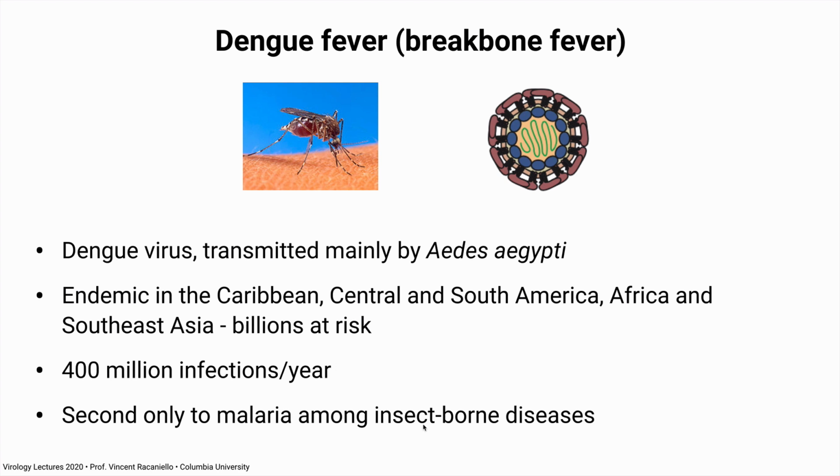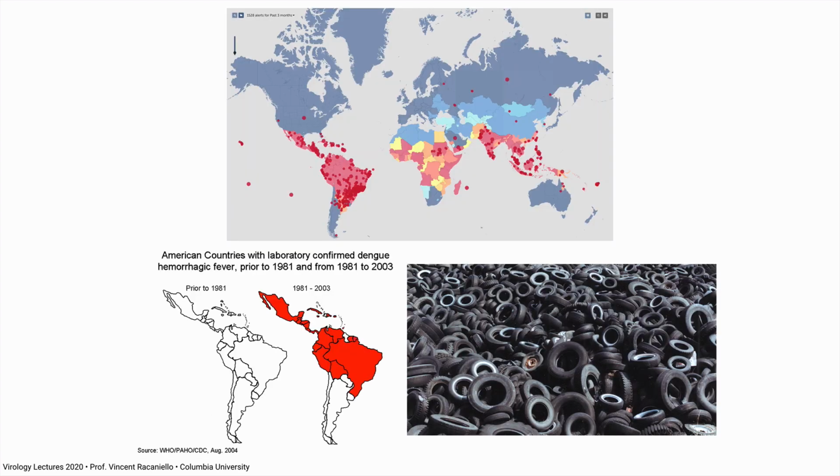It's second only to malaria among insect-borne diseases. And I should say, as temperature of the globe rises and the range of these mosquitoes increases, so too does the number of individuals who are at risk for infection with dengue virus. At the top is a map of the world showing you the areas where dengue virus infections occur, which typically coincide with areas where the mosquito is found.